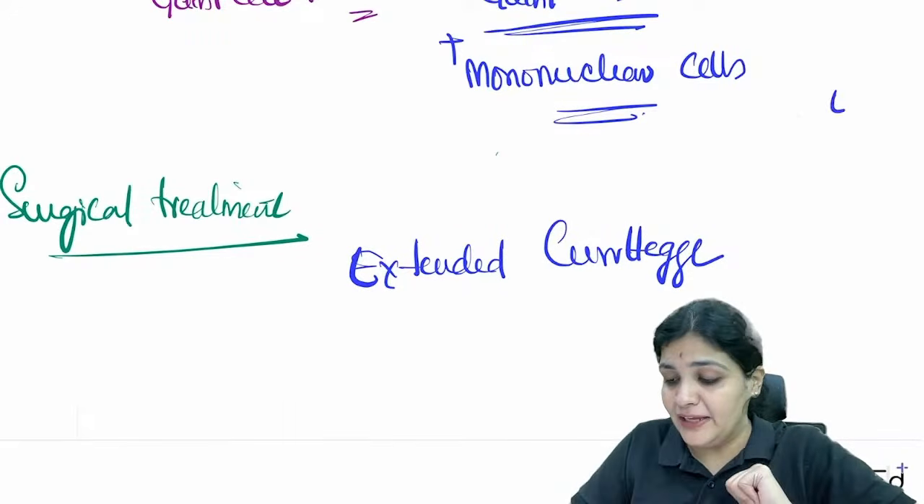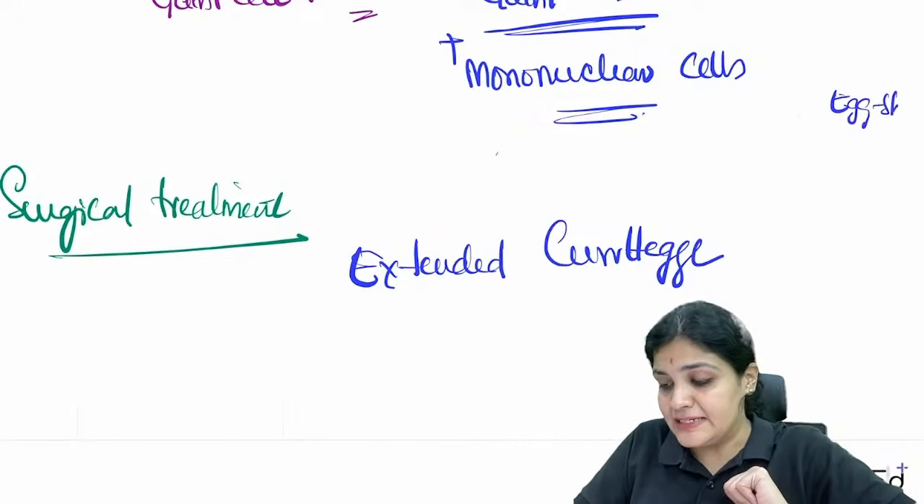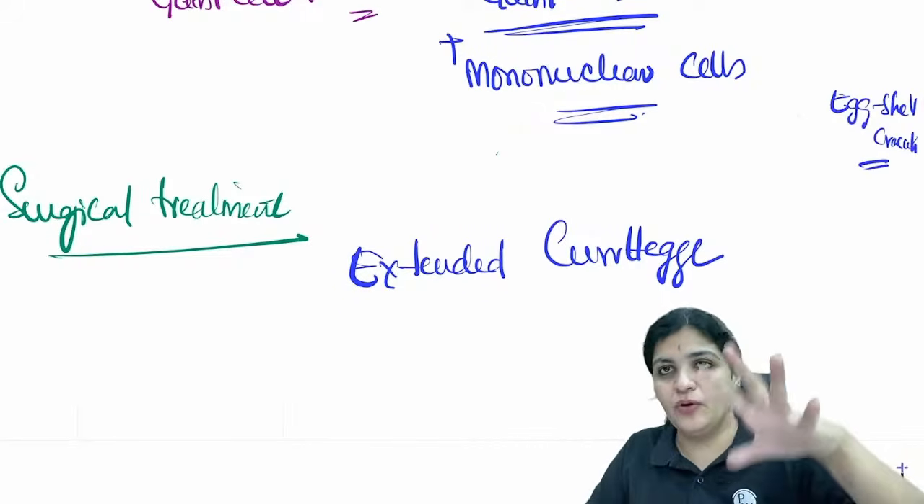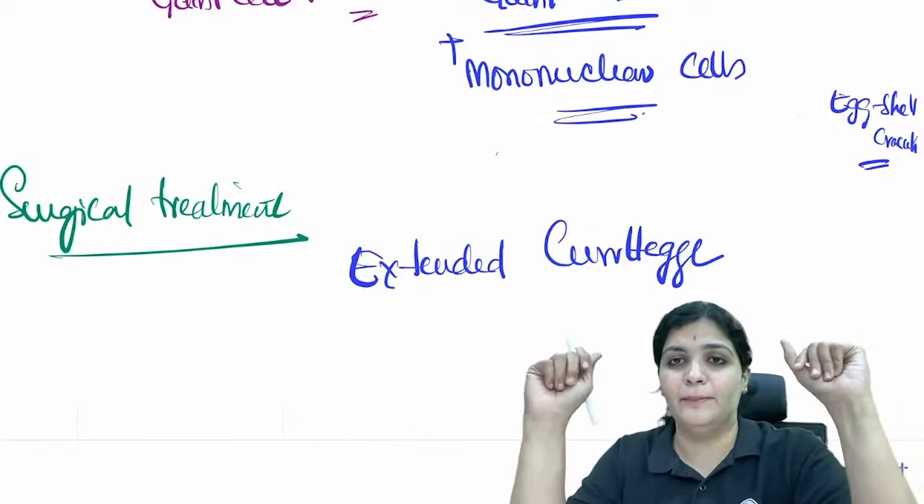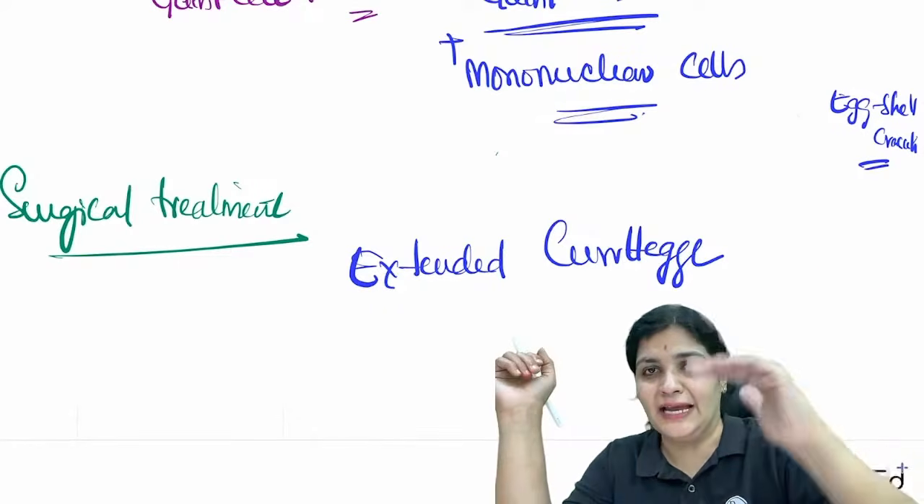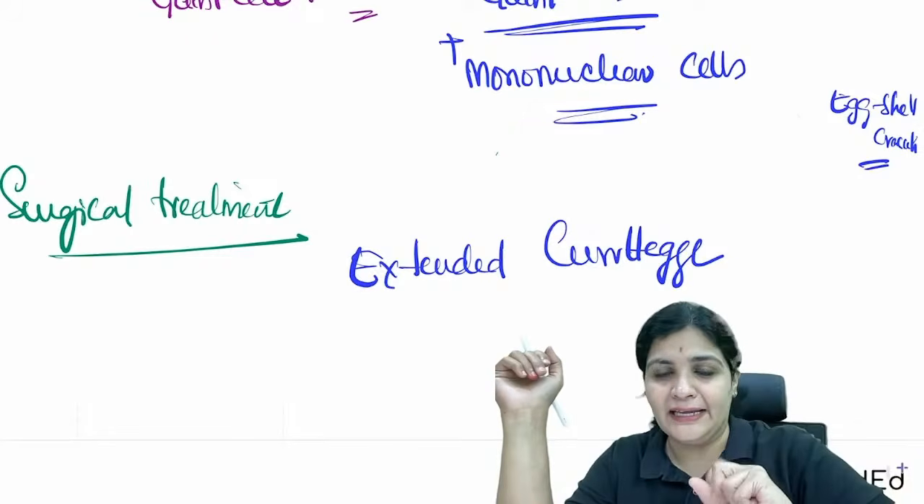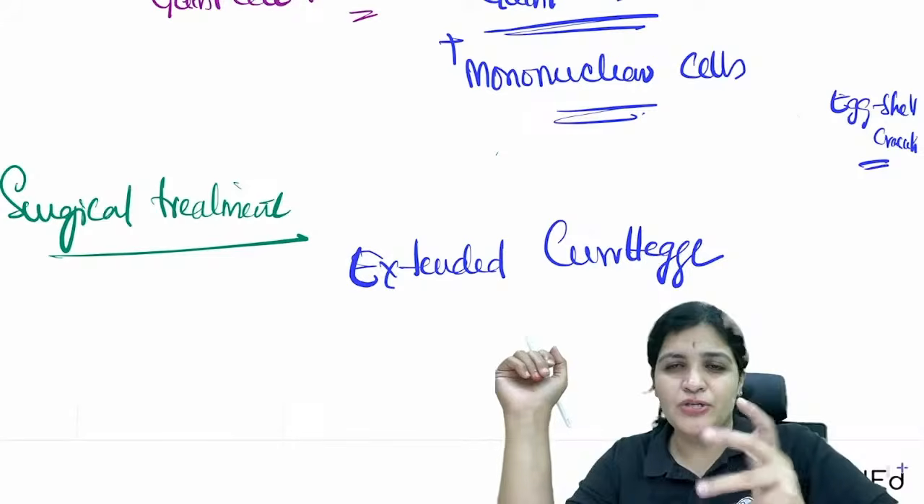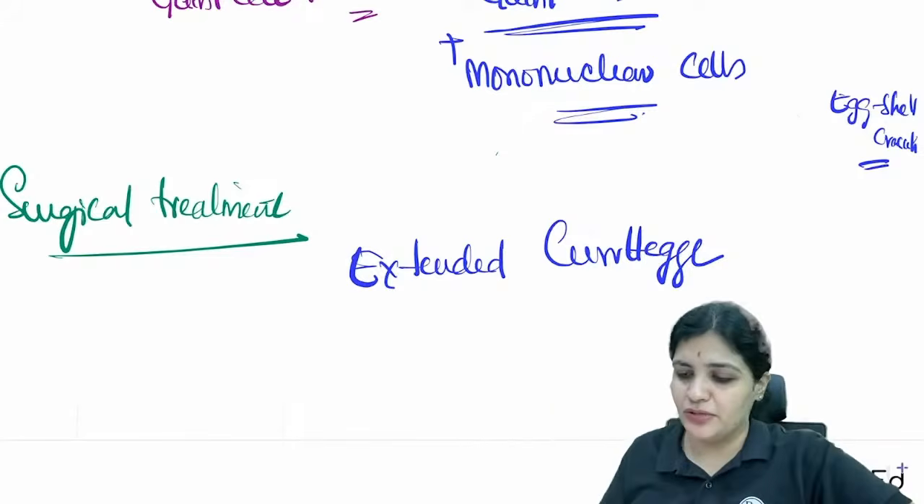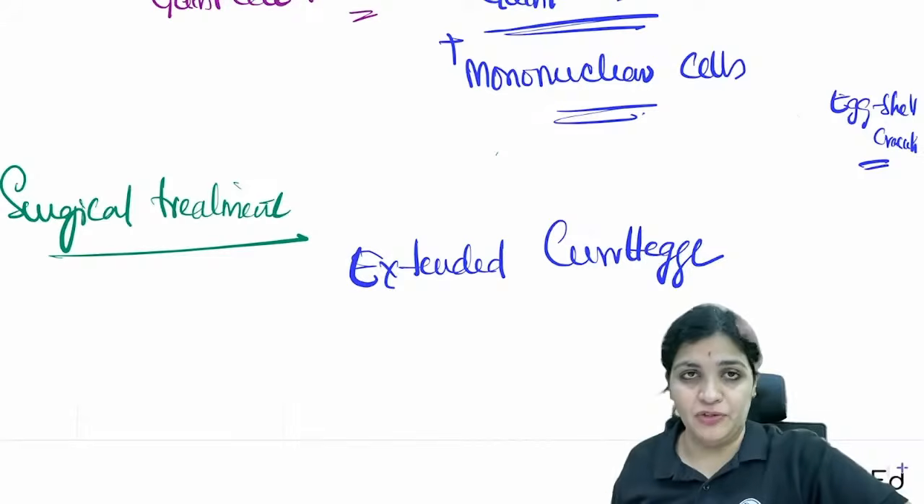And one more E is the eggshell crackling sound. So usually on examination, when you touch the patient, this is felt when the tumor is big. When it is a big tumor, you can feel an eggshell crackling on palpation, right? But whenever it is small, you don't feel much. So these are the various E's which are connected with giant cell tumor.